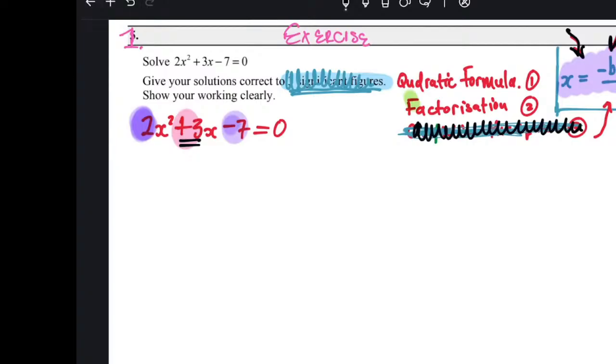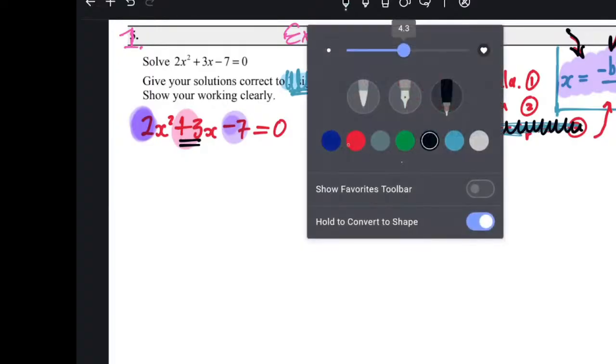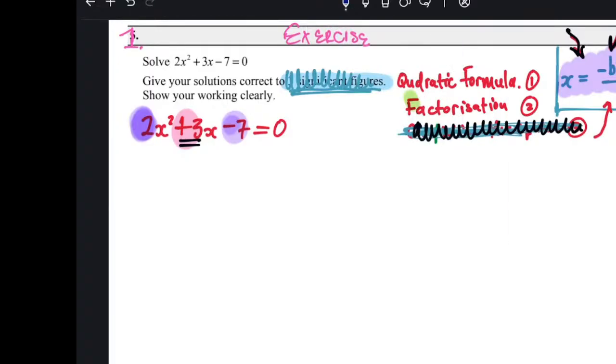So here now, we say, okay, quadratic formula, factorization doesn't work. And this is a quadratic equation because the highest power of x is 2. So the only other way I have is the quadratic formula. So you write it here. You skip a line, say x is equal to minus b plus or minus the square root of b squared minus 4ac all over 2a.